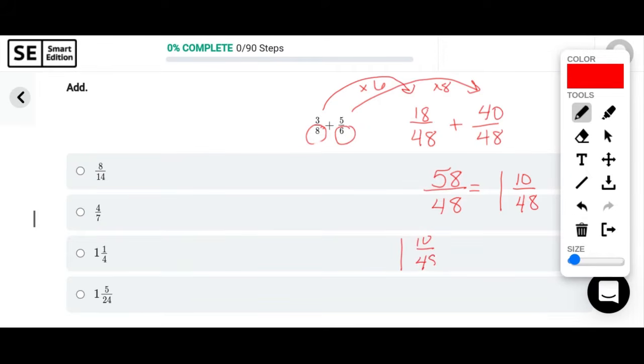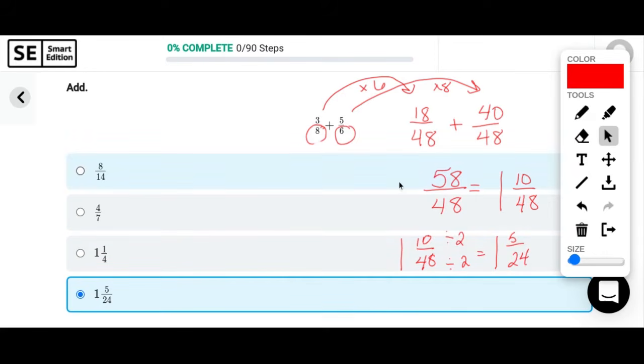Okay, final step here would just be to simplify my fraction, and because these are both even, I can divide by 2, and I will get 1 and 5 24ths as my answer. Okay, so that's one way to go about it. You could always just multiply your denominators to get a common denominator.